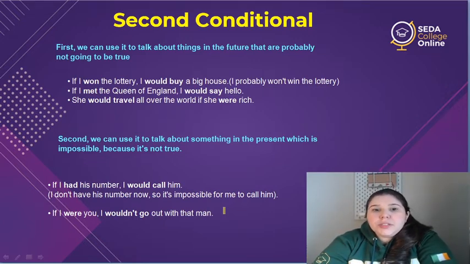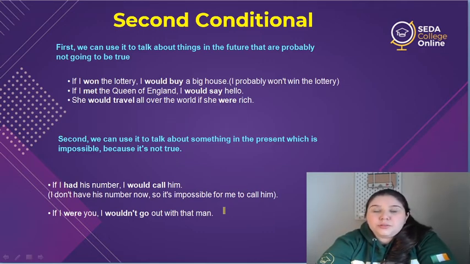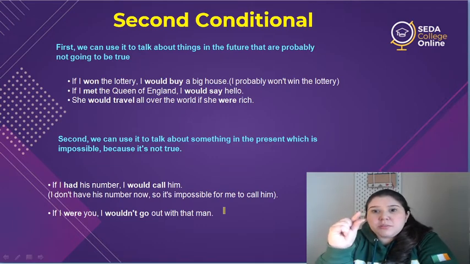If I won the lottery, I would buy a big house. But what are the chances that you can win the lottery? The chances are very small, so it probably is not going to happen. If I met the Queen of England, I would say hello. So your chances of meeting her are really, really low, yeah. And the last one, she would travel all over the world if she were rich, which she isn't. So it's not that these things can't happen, but the chances are very, very small. So it's probably not going to be true.